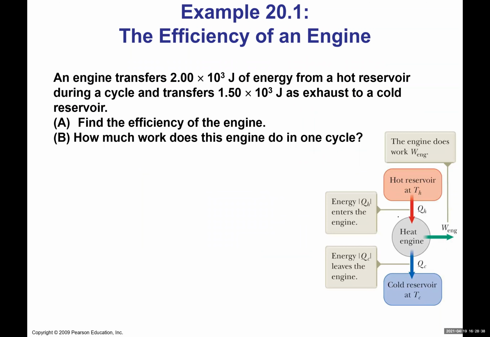Okay, let's look at a few examples here. There's the efficiency of an engine. Let's take an engine that transfers 2 times 10 to the 3 joules, basically 2000 joules, of energy from a hot reservoir during a cycle, and transfers 1.5 times 10 to the 3 joules as exhaust to a cold reservoir. So we have a heat engine where the energy going in is QH, some of the energy is transferred into work, and 1.5 times 10 to the 3 joules goes into exhaust to a cold reservoir. We are given our QH and our QC. Then find the efficiency of the engine.